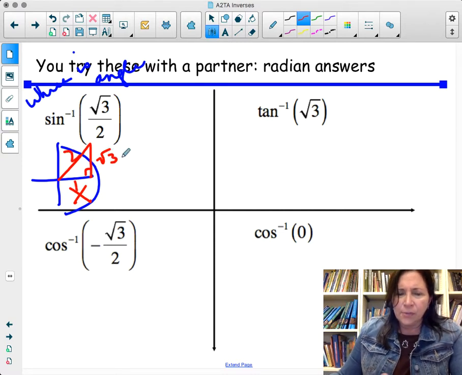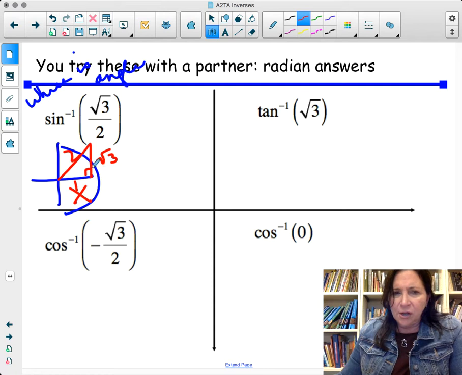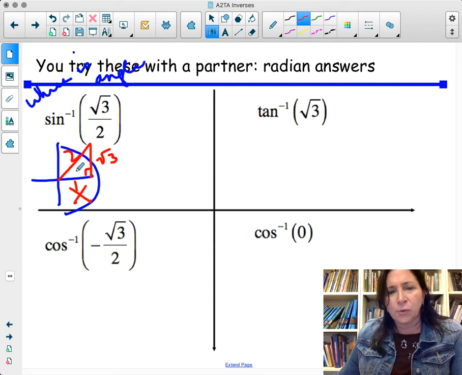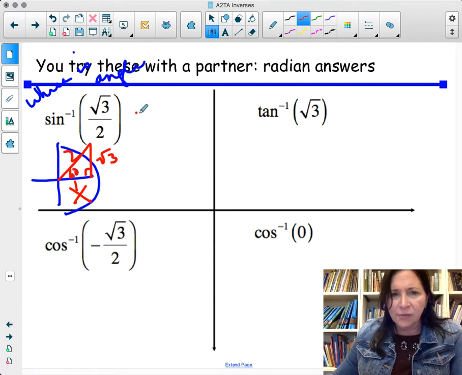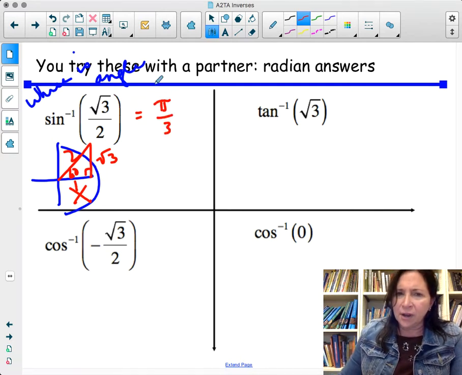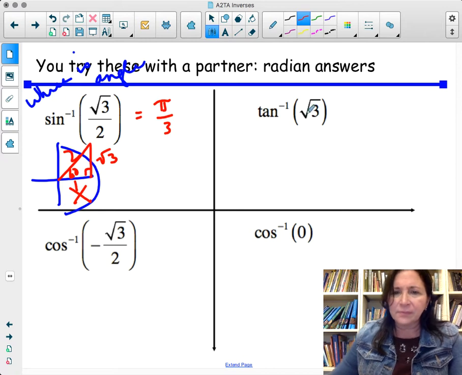So where are you? You're at root, where is it? It's right here. So remember, across from the root 3 is 60 degrees. So this must be pi over 3. 60 goes into 180 three times, so I'm at pi over 3.